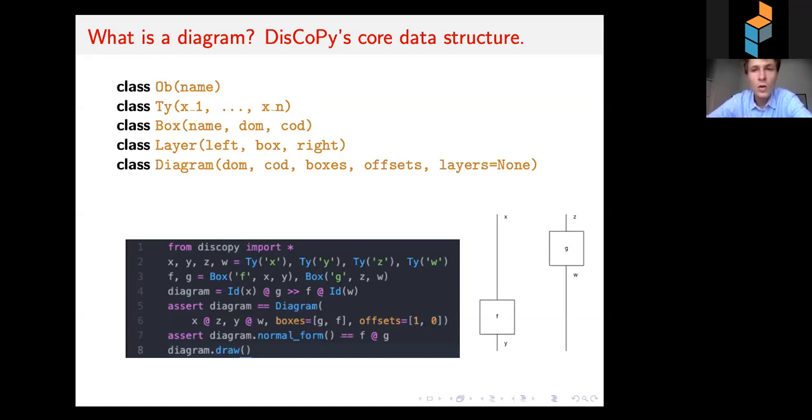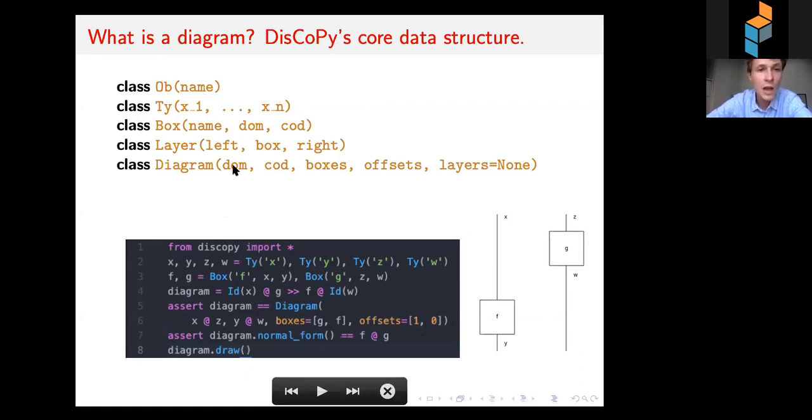And so technically we need to define what a layer is. That's just going to be one slice of our diagram. It's a box in the middle and then a bunch of wires to its left and to its right. So for example, here I have a layer with a wire X on the left, a box G in the middle, and nothing on the right. The layer after will be a box F in the middle, nothing on the left, and a wire on the right.